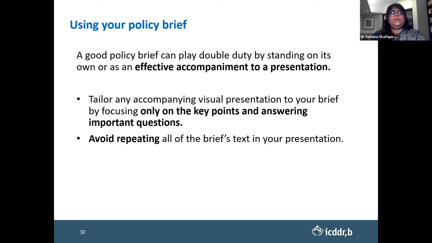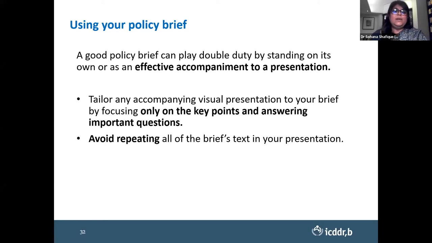A good policy brief can play a double duty by standing on its own as an effective accompaniment to a presentation. Whenever you're making a presentation, you can have a policy brief with you and distribute it to your audience, and they can see that this has been written, and this is a summary of the presentation that you'll be delivering.